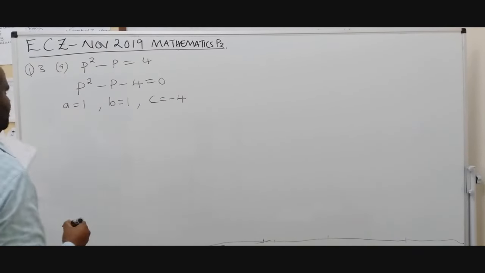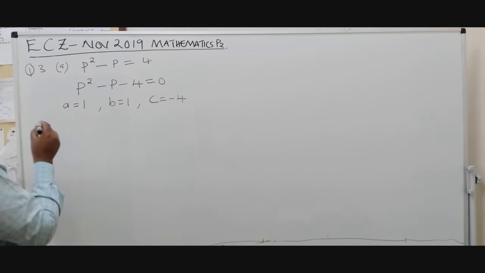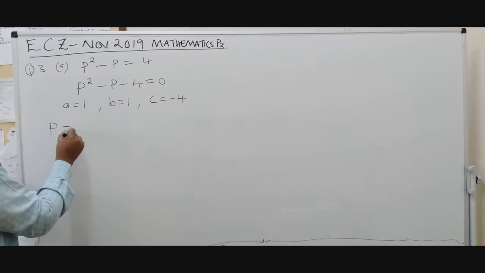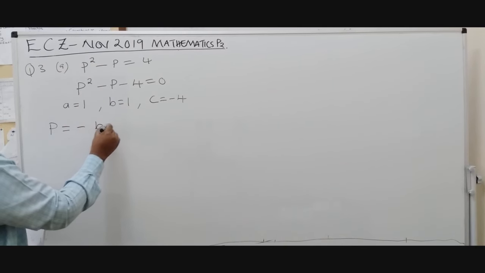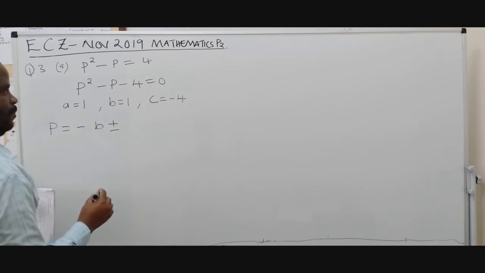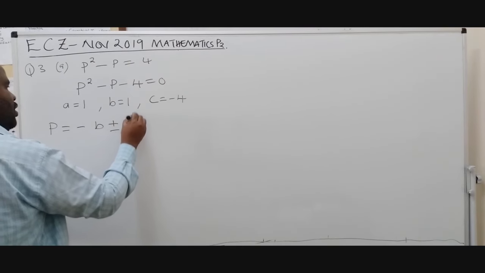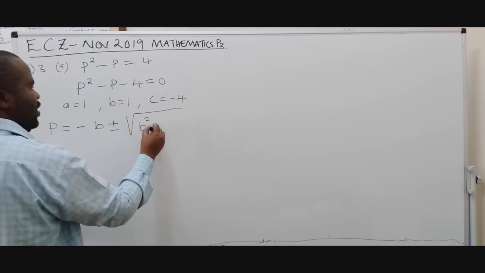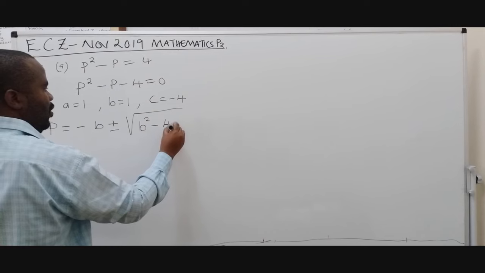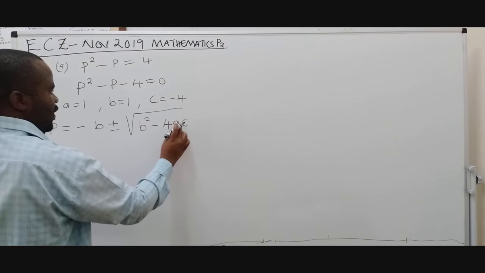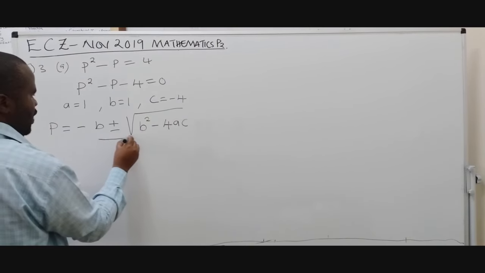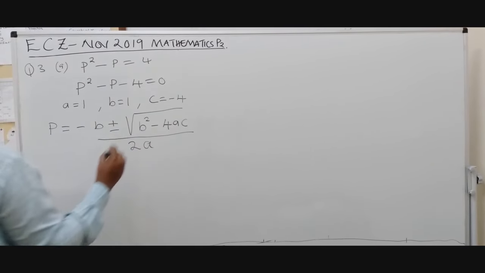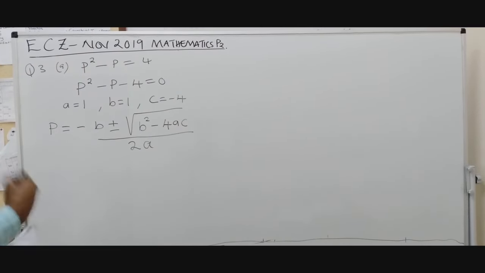Alright? Then the formula is always given. Because I'm dealing with P, the formula should be P is equal to negative B plus or minus the square root of B squared minus 4AC. We divide everything by 2 times A. That is what you're supposed to do there.